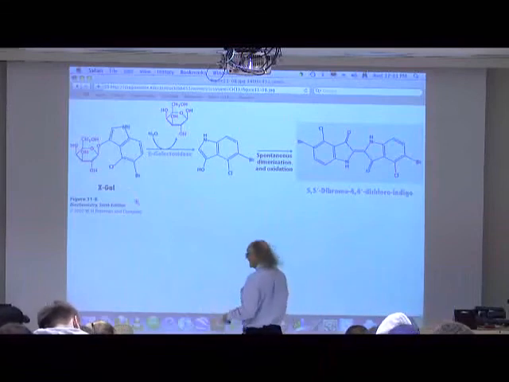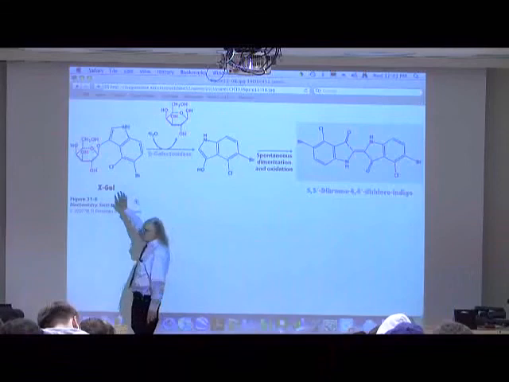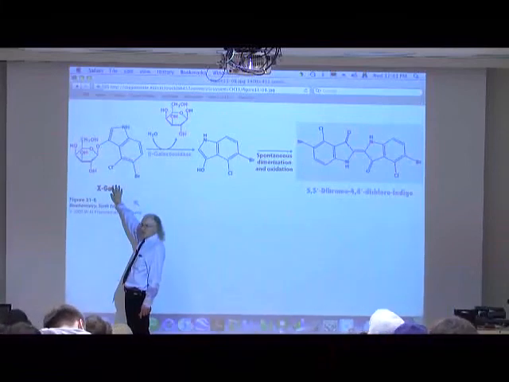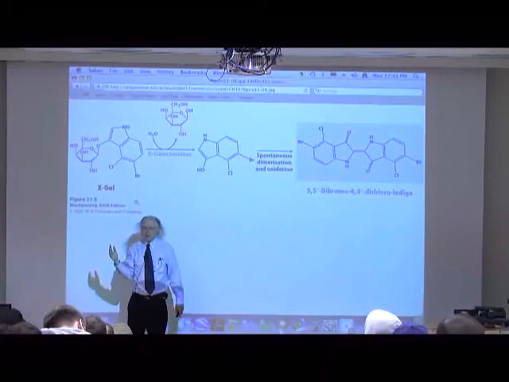This is very nice because I can add this to cells, and cells will take it up just like it's galactose. Just like it's lactose. They'll take it up, and they start making blue color. You make blue cells.